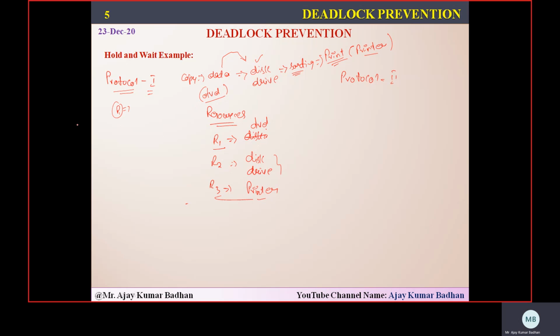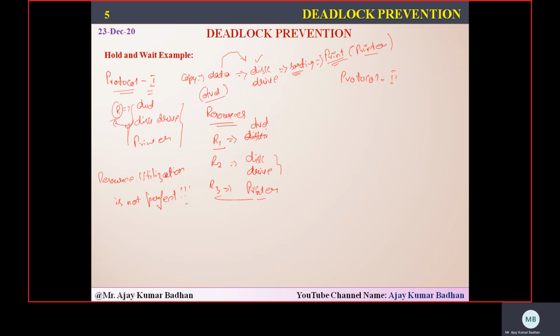Now, in protocol 1, we discussed that this process will request all the resources in the beginning itself, whenever it is created. This particular process P1 will say to the operating system, I want a DVD, I want a disk drive, and I want a printer. The operating system will allocate all 3 resources at a time in the beginning itself, and this process will start performing. But the problem here is that resource utilization is not perfect. That is the main drawback.